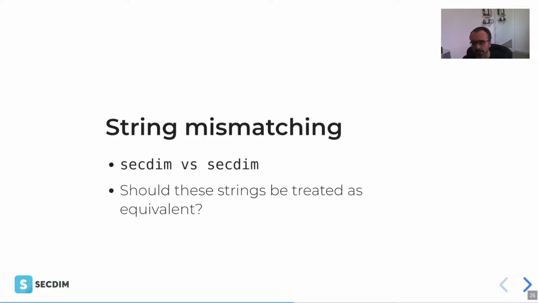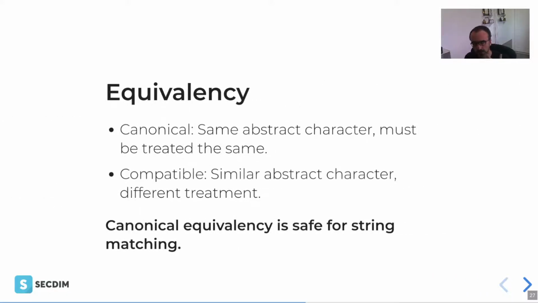To really understand this, first I should talk about what equivalency means in Unicode. We have 2 types of equivalency. One is canonical, the other one is compatible. Now, with canonical equivalency, we have the same abstract character and it must be treated the same. So canonical is like a strong way of comparing 2 things. Compatible, on the other hand, means we have a similar abstract character, but it can be interpreted and treated differently. Compatibility is more like a weak way of comparing 2 things. Now, in string matching, if you want to be 100% sure that you are comparing apples with apples, you want to opt for canonical equivalency.